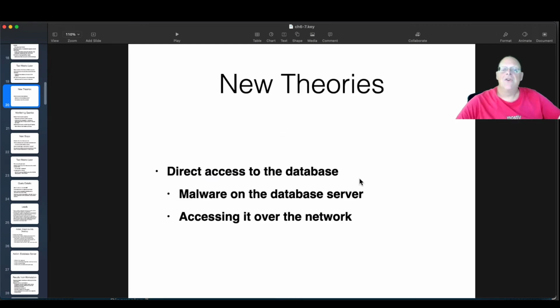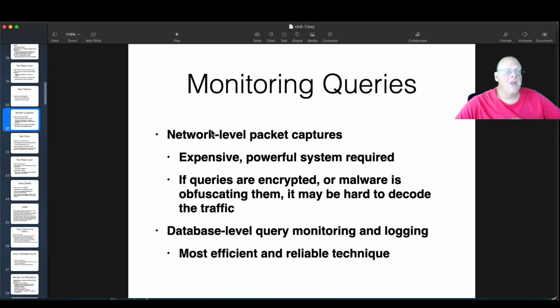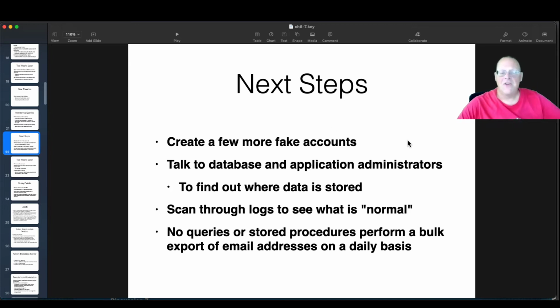Either somebody is on your database server with malware, that's one possibility, or they're perhaps monitoring the network, but network level packet captures are very inefficient and clumsy and difficult to do. Like I said, the most likely thing for you to do to catch them is to log what the database does. So now add some more fake accounts, find out where the data is stored, go through the logs, and try to see what's happening on the database server.